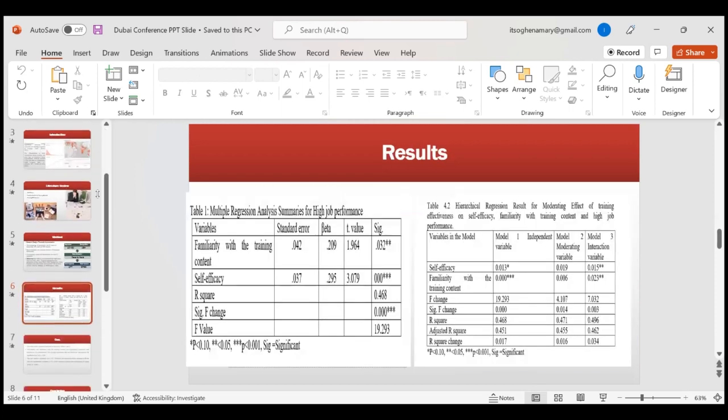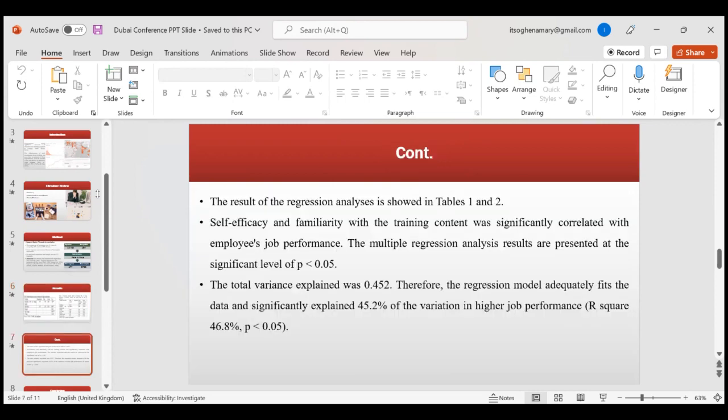Then this is the result at the end. We did a multiple regression analysis of the data, and this is the result we found. We also did hierarchical regression, and this was the result from the hierarchical regression. From the regression analysis, just as I showed you in tables 1 and 2, self-efficacy and familiarity with training content were significantly correlated with employee job performance.